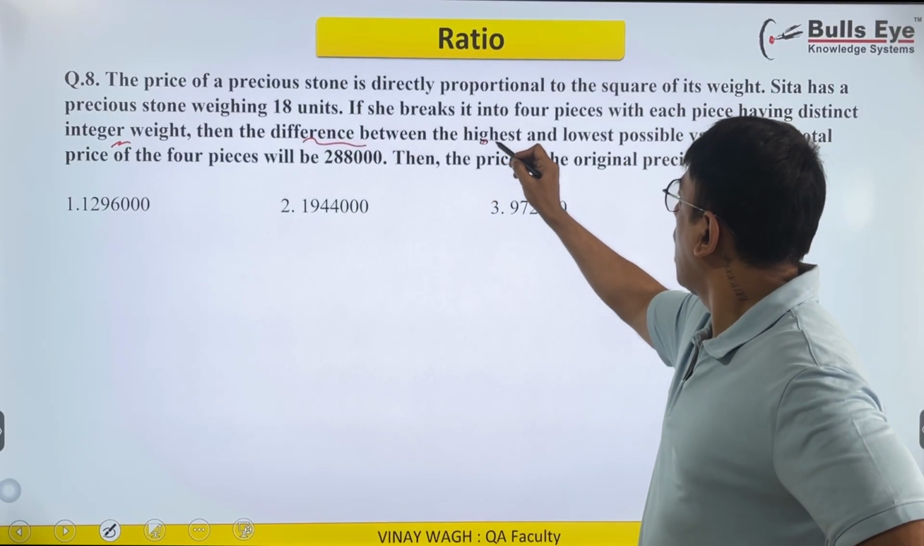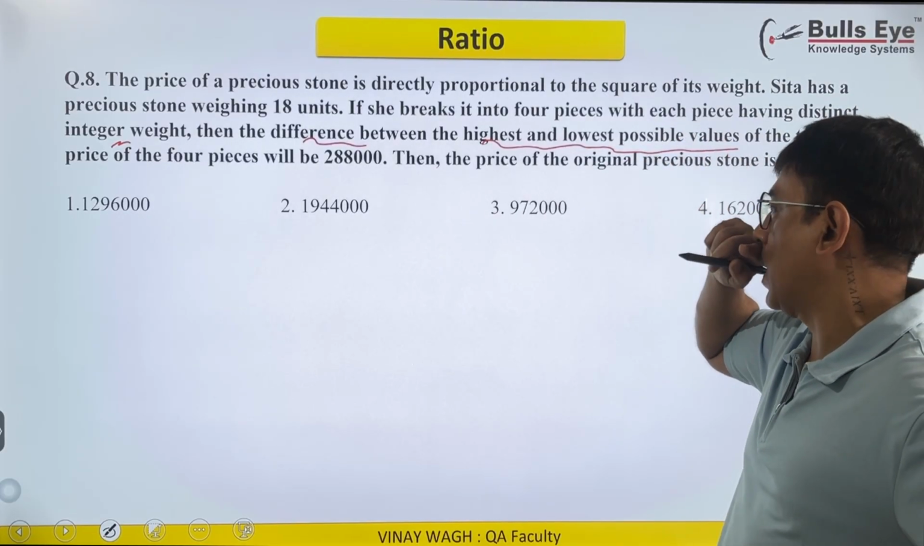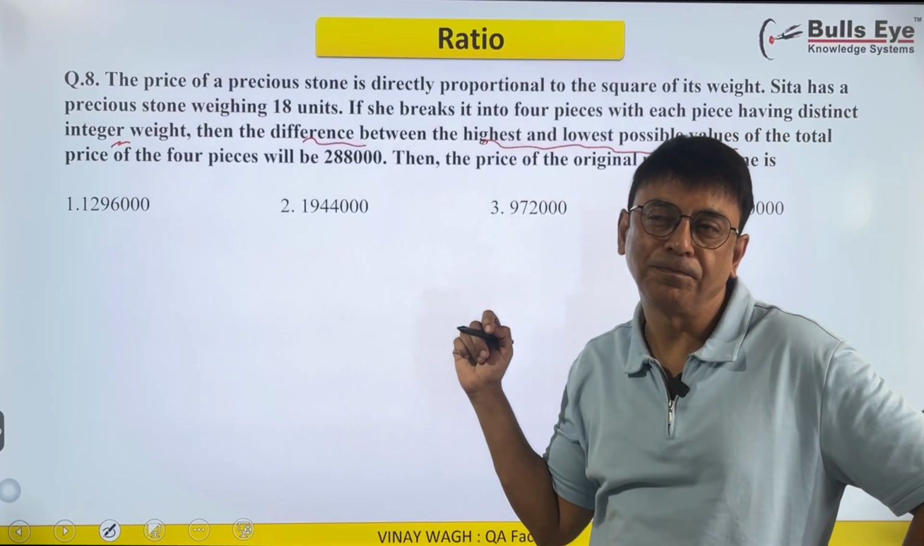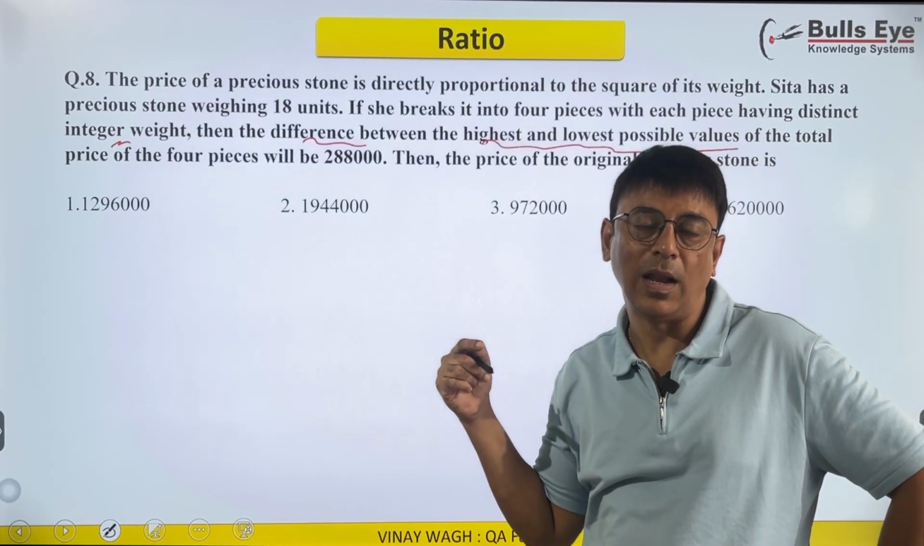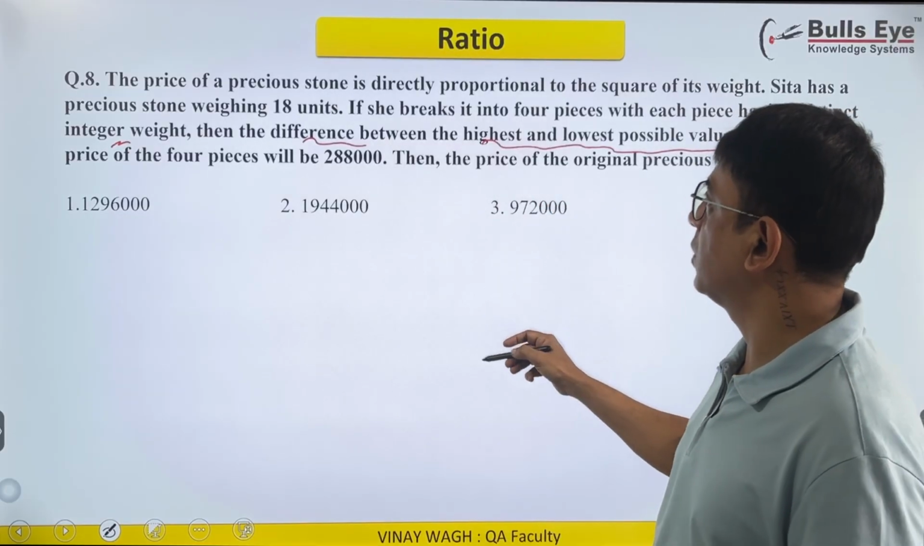Difference between what? Highest and lowest possible values of total prices of 4 pieces. That's right. So it's slightly ambiguous, or we can actually miss out the original meaning. I'll have a look at it once again, but let me get a start first.